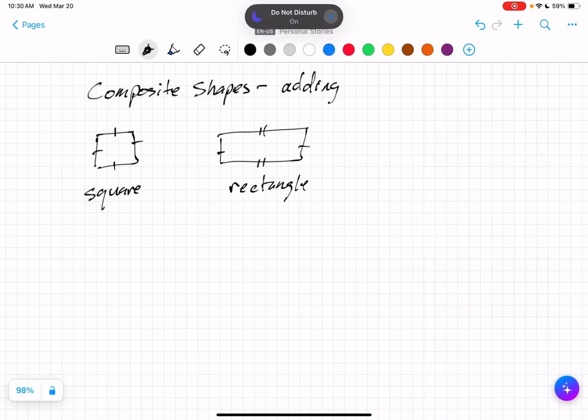All right, so in our class, we've been learning about composite shapes. Composite shapes are composed of multiple shapes that are combined together. So far, we've been focusing more on squares and rectangles. Before we can continue on with this, we have to understand the properties of squares and rectangles.